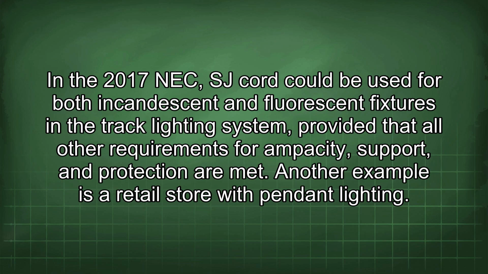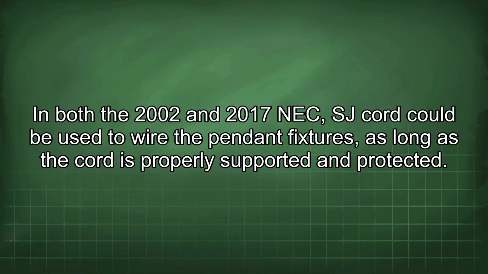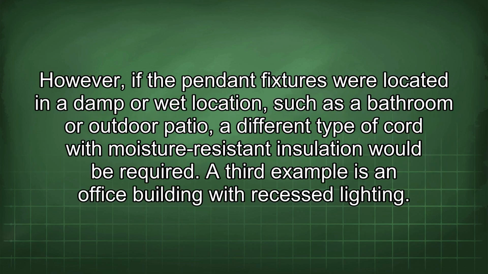Another example is a retail store with pendant lighting. In both the 2002 and 2017 NEC, SJ cord could be used to wire the pendant fixtures as long as the cord is properly supported and protected. However, if the pendant fixtures were located in a damp or wet location such as a bathroom or outdoor patio, a different type of cord with moisture-resistant insulation would be required.